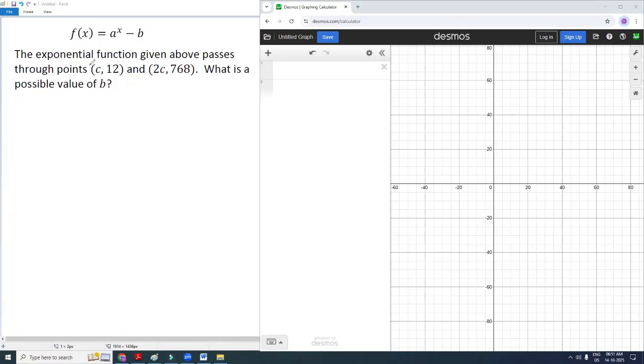Here we have a SAT math problem. Okay, let's cover the question. f(x) = a^(x - b)... F of x equals a to the power x negative b. The exponential function given above passes through points (c, 12) and (2c, 768). What is a possible value of b?